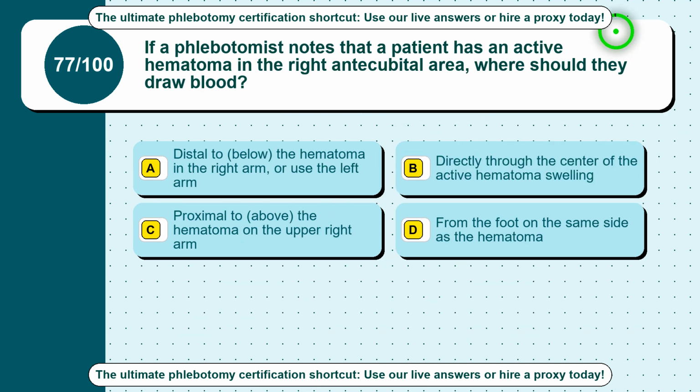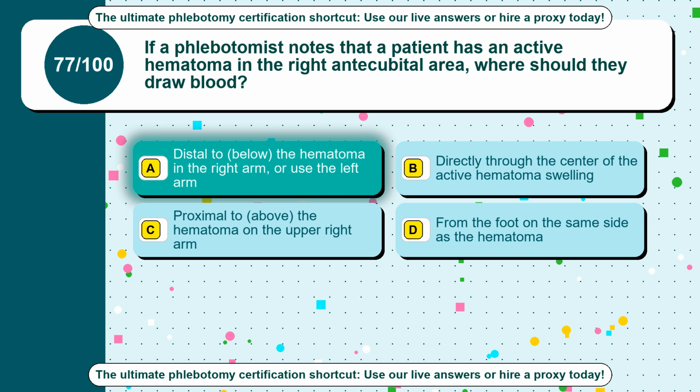Question 77. If a phlebotomist notes that a patient has an active hematoma in the right antecubital area, where should they draw blood? Option A, distal to, below, the hematoma in the right arm, or use the left arm. Option B, directly through the center of the active hematoma swelling. Option C, proximal to, above, the hematoma on the upper right arm. Option D, from the foot on the same side as the hematoma.